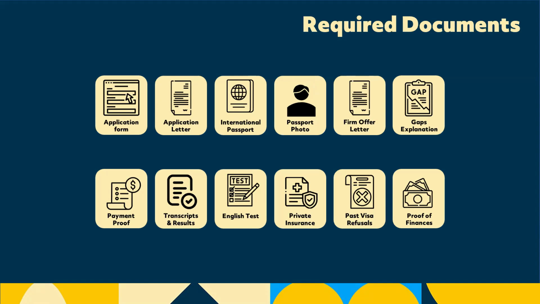Then you need an international passport for obvious reasons, a passport photograph as well, and then your firm offer letter from DCU. Again, I repeat, it must be a firm offer letter, which means that you do not have any outstanding conditions. Okay. Then in your application letter as well, you must explain any gaps in your employment or your education. Then you must provide proof of payment of your fees.